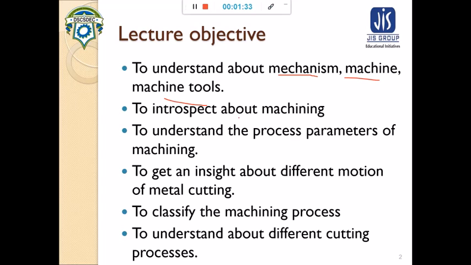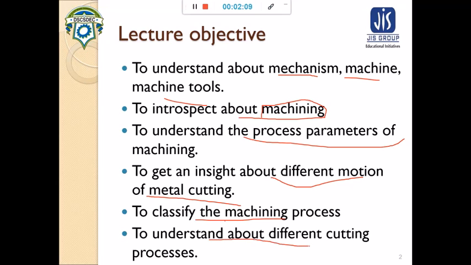After that we will introspect about machining. We will see in somewhat detail what machining is, what the basic principle of machining is, and what the input and output parameters of machining are. Then we will understand the process parameters for machining. Then we will get an insight into the different cutting motions of metal cutting. Then we will classify the material machining processes, and understand different cutting processes. These are the lecture objectives.